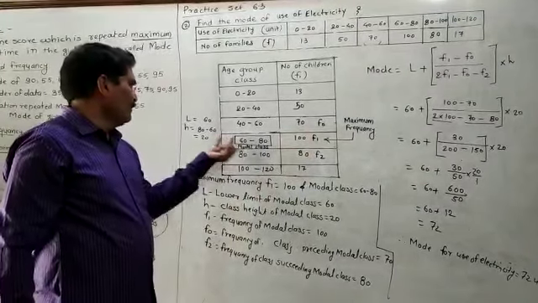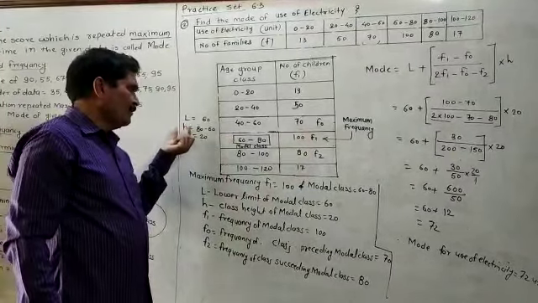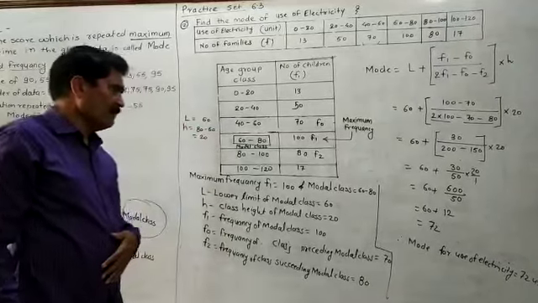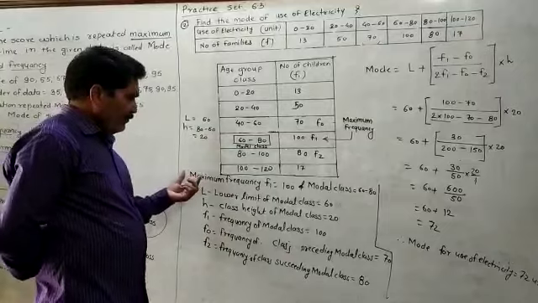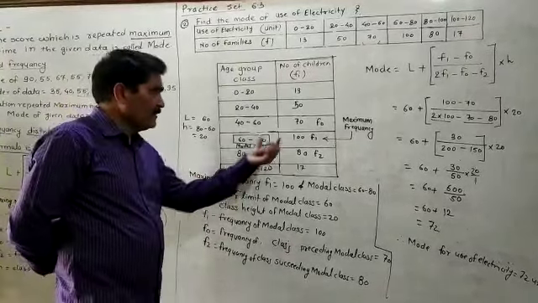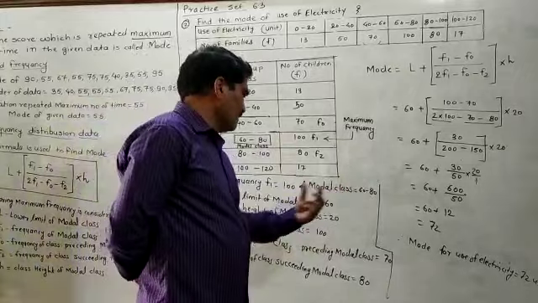The lower limit of the modal class is 60. The height of the modal class is the upper limit minus the lower limit: 80 minus 60 is equal to 20. You have to put these values properly in the formula. So the maximum frequency is 100, so the modal class is 60 to 80.